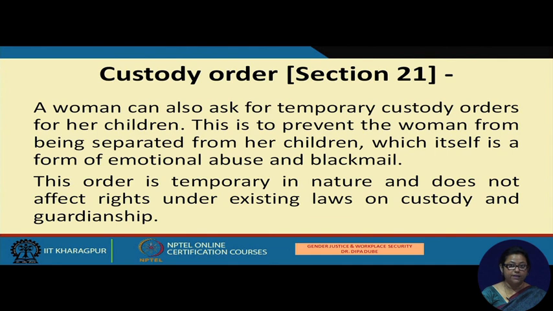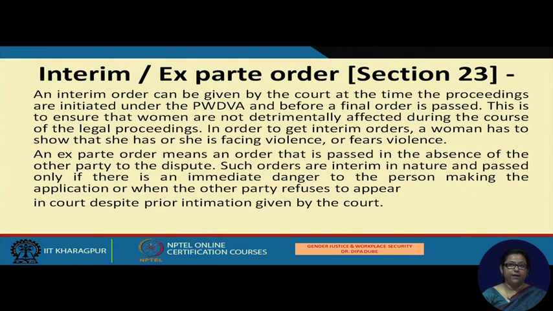So, if the woman is tortured and thrown out of the family and the children are kept in the family and prevented from meeting her or prevented from joining her, that amounts to further abuse or a serious psychological blow for the woman as well as for the children. So, to tide over such a situation, there is the provision under section 21 which speaks of such a custody order being passed by the magistrate.